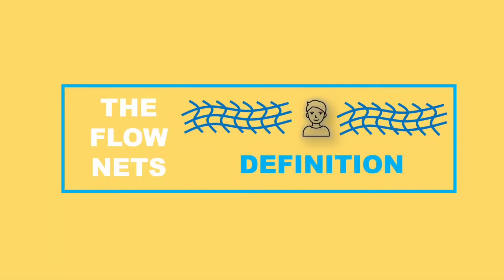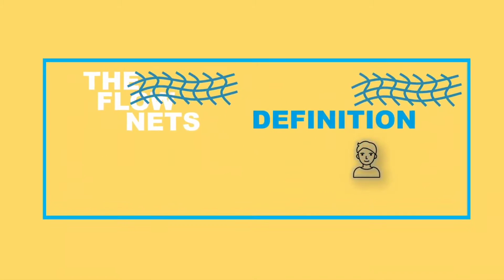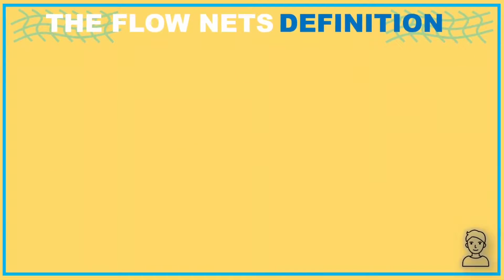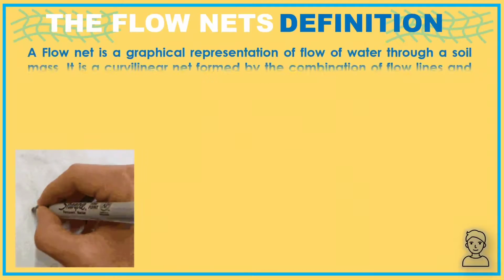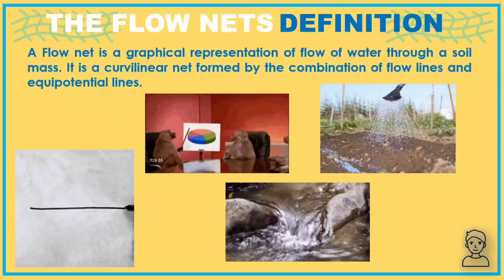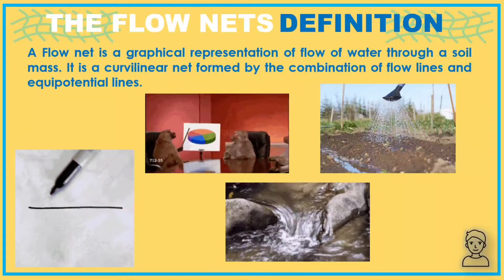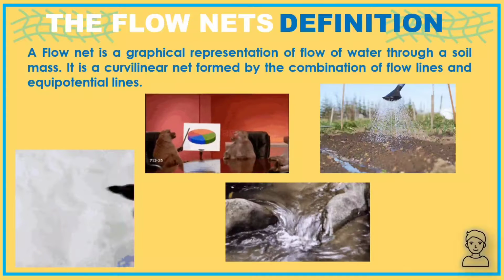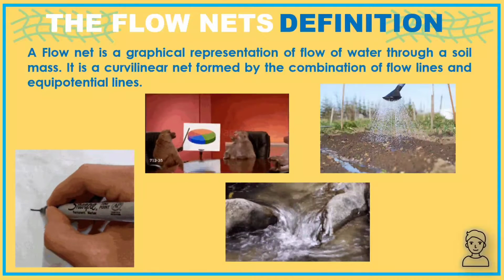The flow net's definition. Now that we know the meaning behind each constituent word, let's delve into its definition. According to my research, the flow net's definition is a graphical representation of flow of water through a soil mass. It is a curvilinear net formed by the combination of flow lines and equipotential lines.